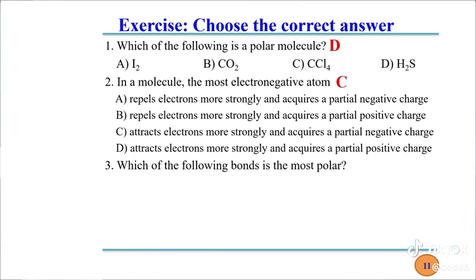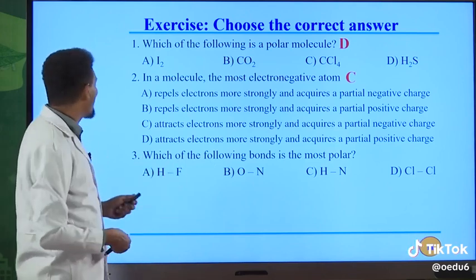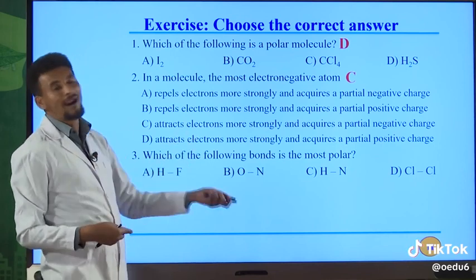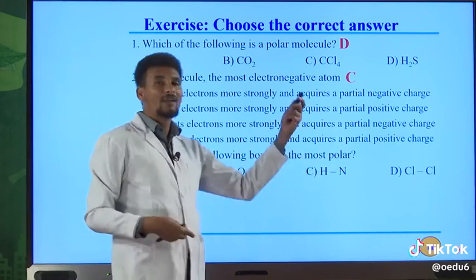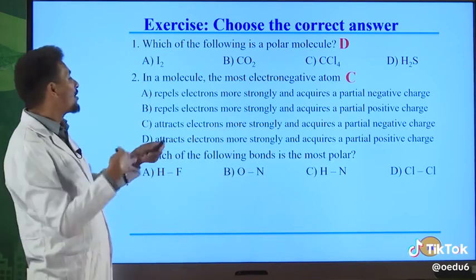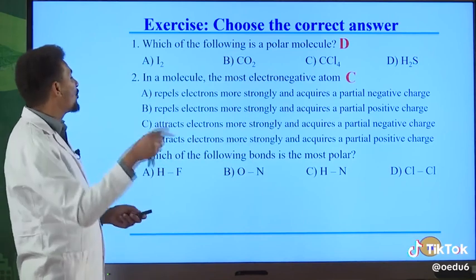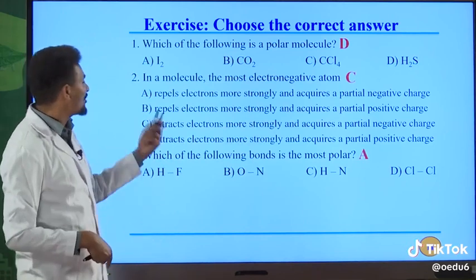Question number 3. Which of the following bonds is the most polar? Easily just calculate the electronegativity difference between the two atoms. Fluorine is the most electronegative atom. Its electronegativity value is 4, but the electronegativity value for hydrogen is 2.1. 4 minus 2.1 is equal to 1.9. So this bond is highly polar when compared with the others. Calculate the electronegativity difference of each of these bonds, and then you can compare the differences. After that, you can easily identify which one is the more polar bond. So A is the correct answer.